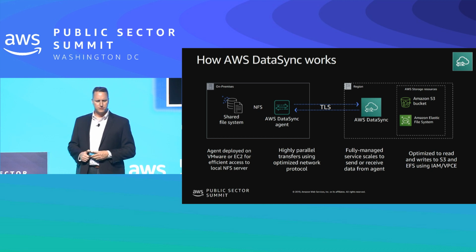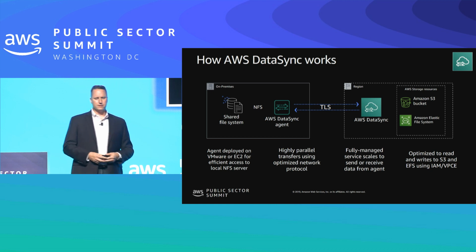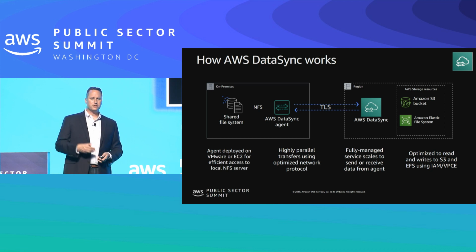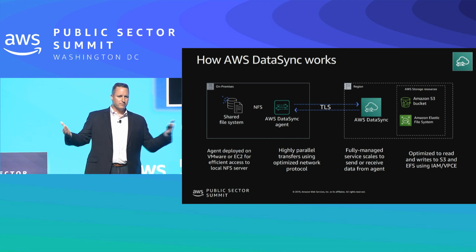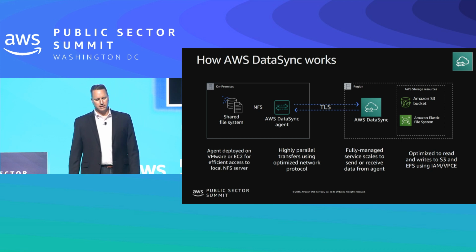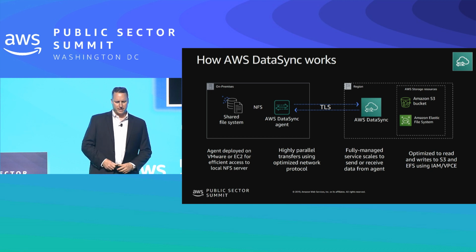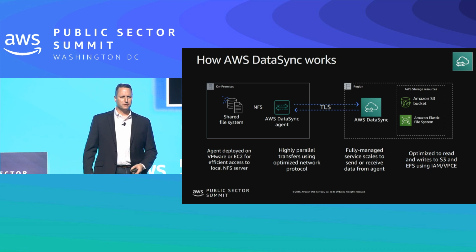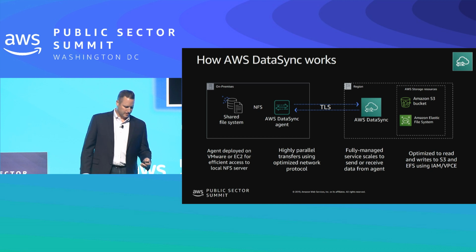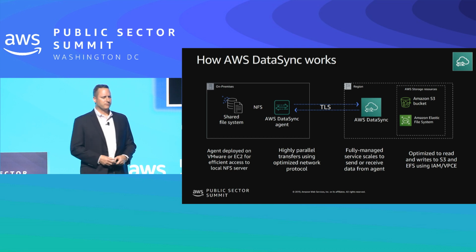You get highly parallel transfers using an optimized network protocol. The fully managed service scales to send or receive data from the agent, and you can stack up multiple agents. You can also have multiple sources, multiple NFS sources pointing at a single agent or multiple agents, and we have customers that do that. So it can really be a way to gather your data and collate your data from many different sources that you might have out there. And again, one agent can fill up to a 10 gigabit per second pipe. Okay, so just think in terms of scale there. And it's optimized reads and writes to S3 and EFS using IAM or VPCE.